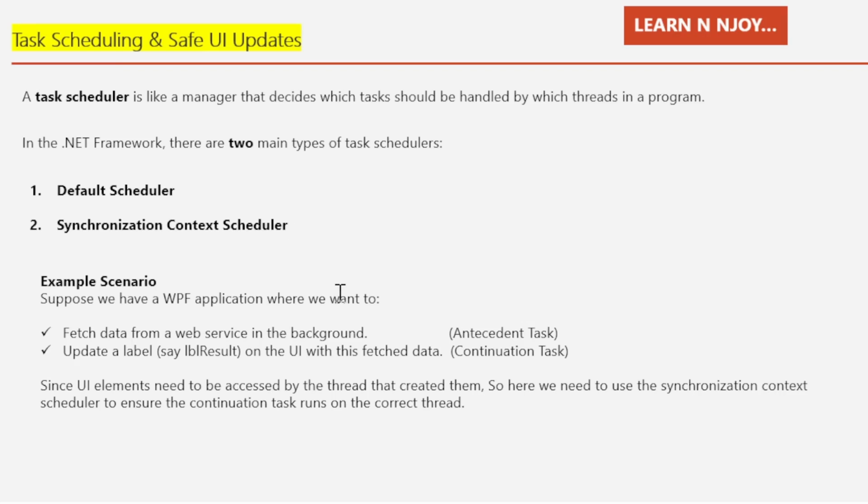Okay, so let's discuss a scenario to understand it better. Let's suppose we have a WPF application where we want to perform two activities. What are those activities? Number one, fetch data from a web service in the background. That is the first activity, which we call the antecedent task. And the second activity is to update a label, say lblResult, on the UI with this fetched data. That's what we are going to perform as a continuation task. That's what I have written: the first one is the antecedent task and the second one is the continuation task.